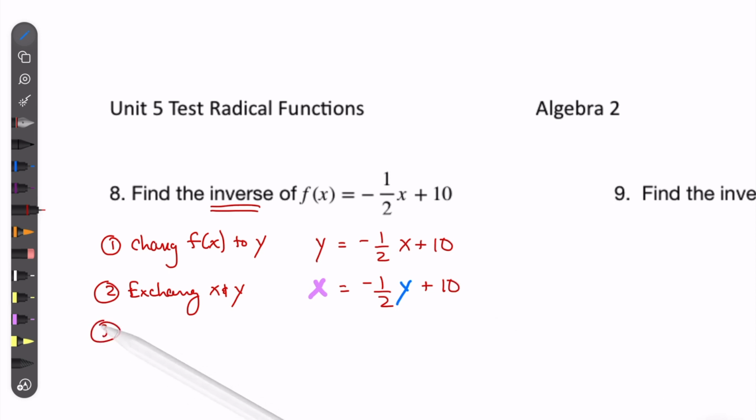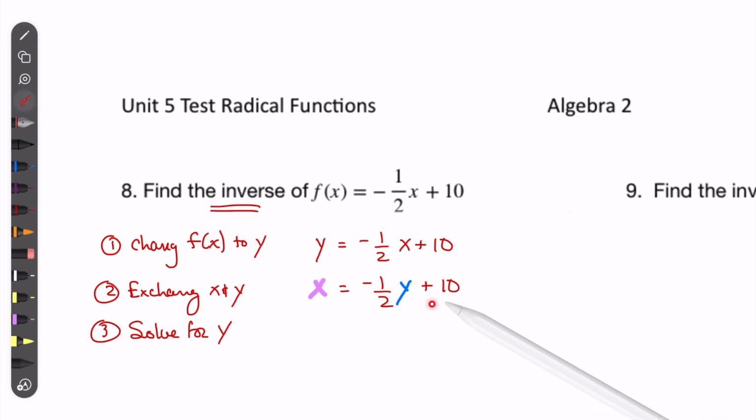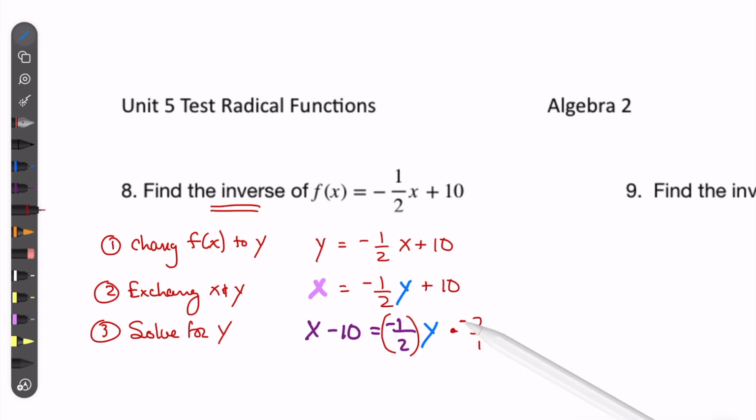Step 3, solve for y. So I'm just going to undo this slowly here. I'm going to get the 10 to the other side and then get rid of this negative half. So let's see here, I'll go x minus 10. It's negative 1/2 y. Now I want to get rid of this nasty negative 1/2 fraction. So I'm going to take this side times the reciprocal, and I'll have to take this side by the reciprocal.